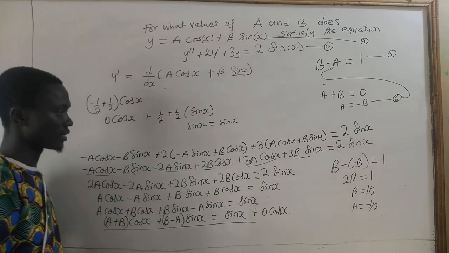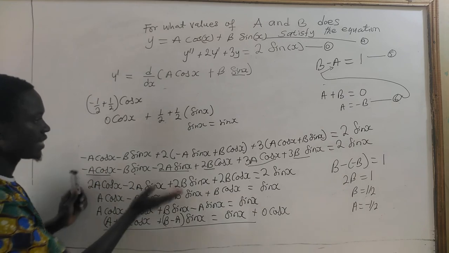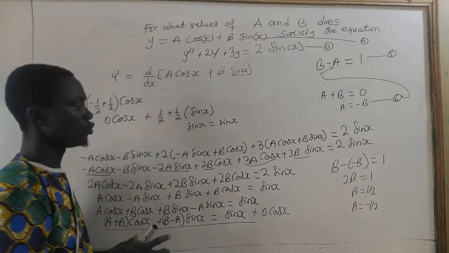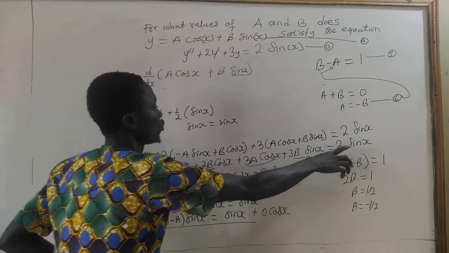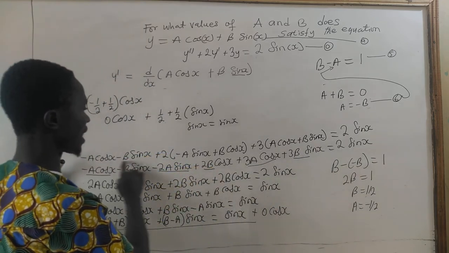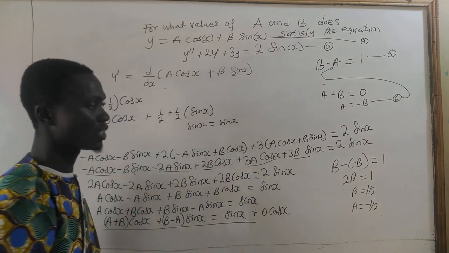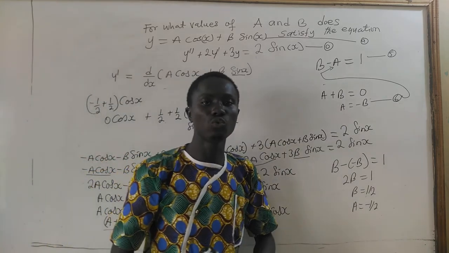Very simple as that. You can also use any of the steps and put in A there, and you see that you will get what we have here. Or you can consider the first substitution and put in the values of A and B, and you see that when you simplify, you get 2 sin of x.